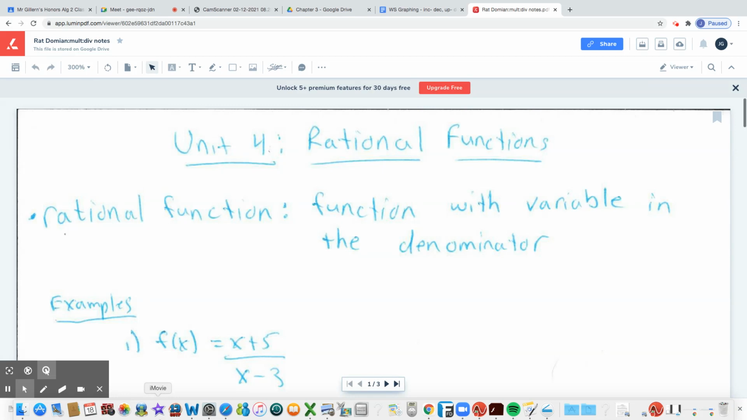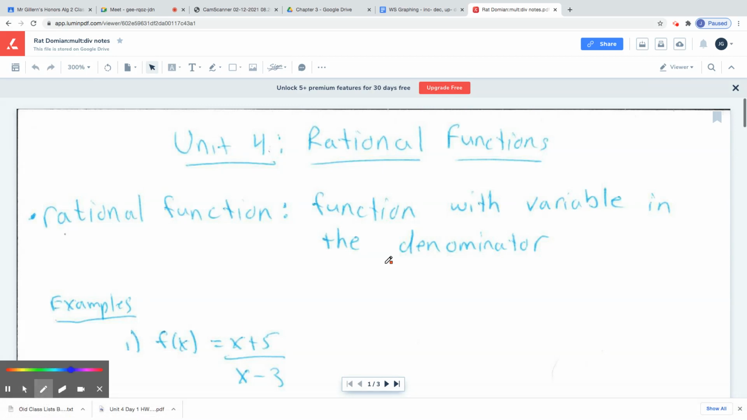If you have x over 5, that is not a rational function. That's the same thing as 1/5 x. We've dealt with that before. But rational functions are functions where the variable is in the denominator.